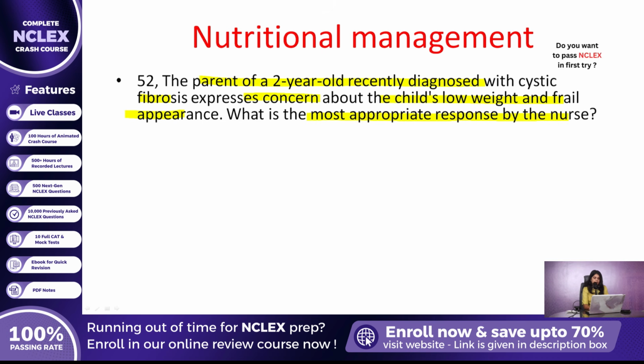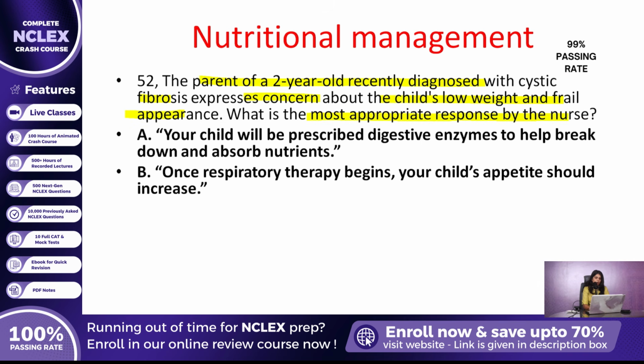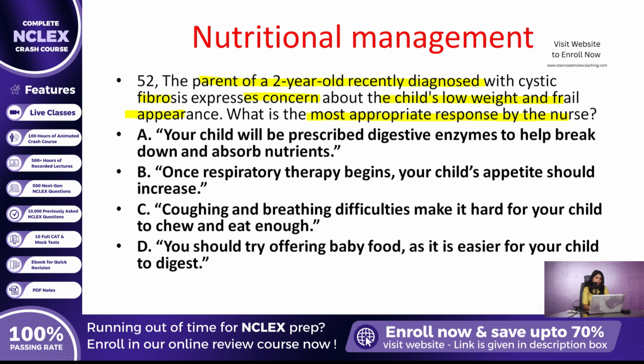The options are A. Your child will be prescribed digestive enzymes to help break down and absorb nutrients. B. Once respiratory therapy begins, your child's appetite should increase. C. Coughing and breathing difficulties make it hard for your child to chew and eat enough. D. You should try offering baby food, as it is easier for your child to digest. The correct answer is option A. Your child will be prescribed digestive enzymes to help break down and absorb nutrients.